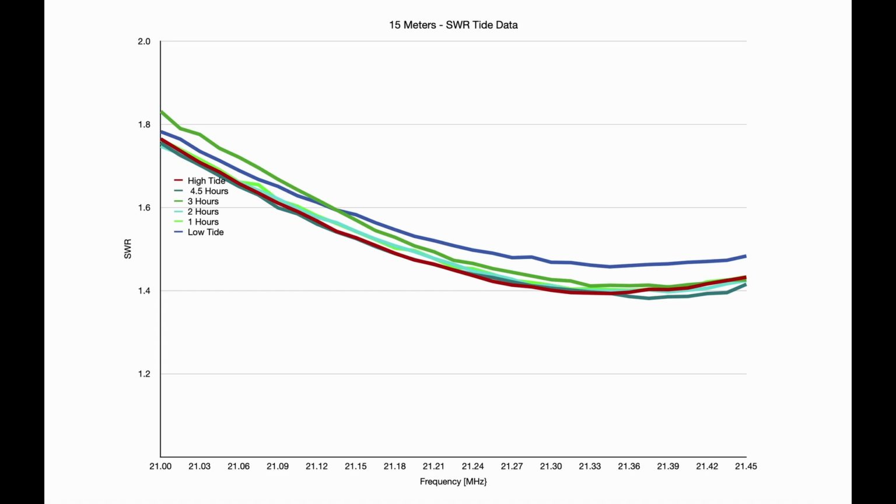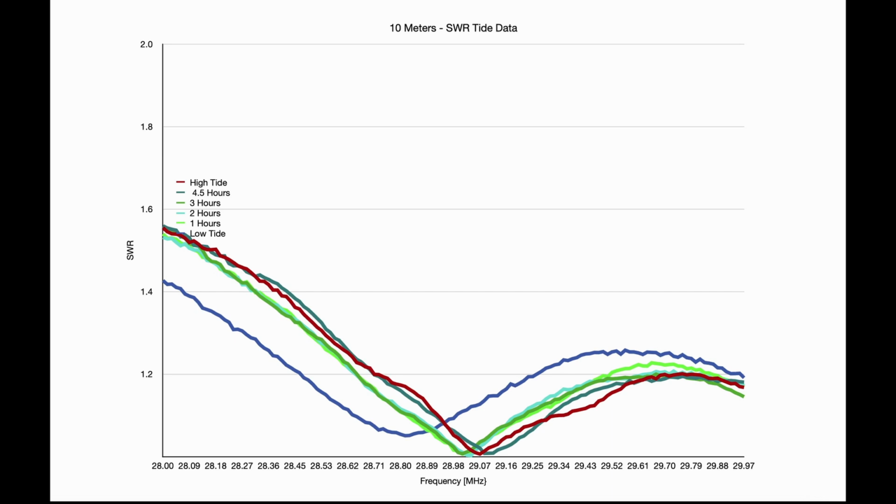Let's go to the 15 meter band. About the same. The low tide is a little higher in SWR and maybe a little lower in frequency. But overall, again, not much of a big difference. And finally, the 10 meter band. The 10 meter band shows a very similar pattern. Low tide is lower in frequency and a little worse in SWR.